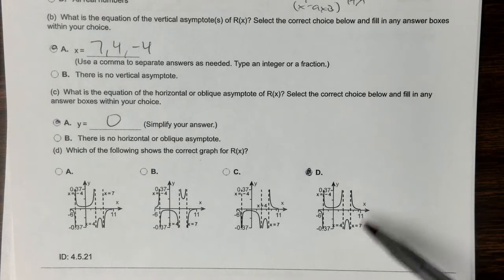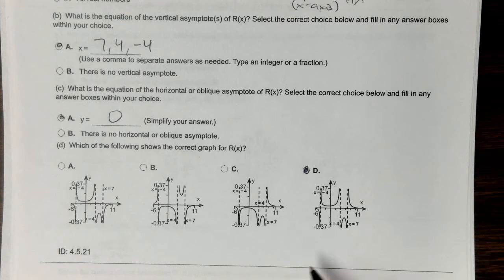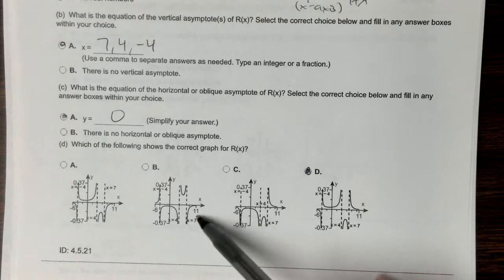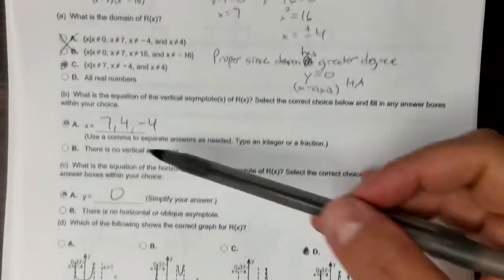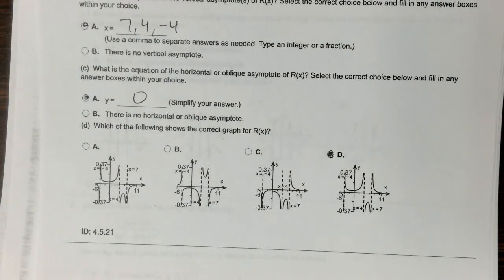Yeah, and so again, I know I mentioned this earlier, but if you look at some of the graphs, they really could help you on this test because all of these say 7, so 7 would be one of your vertical asymptotes, and like that. So there's a lot of hints in here. Okay, the next one.